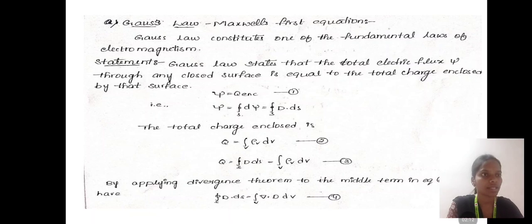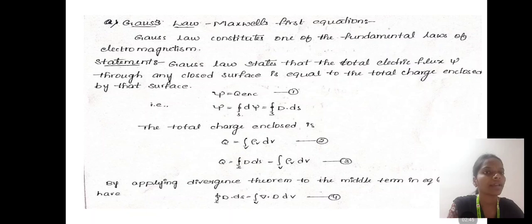In differential form, phi equals the integral of d phi, that means the total integral of D dot dS. The total charge enclosed is Q equals the integral of rho v dv. Q also equals the integral of rho s dS, where this is given as a surface.